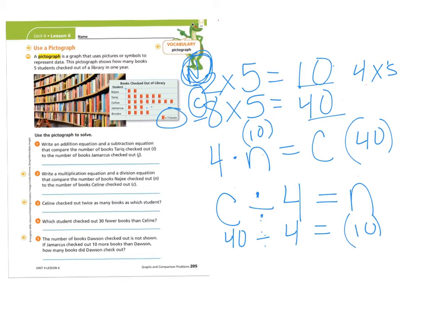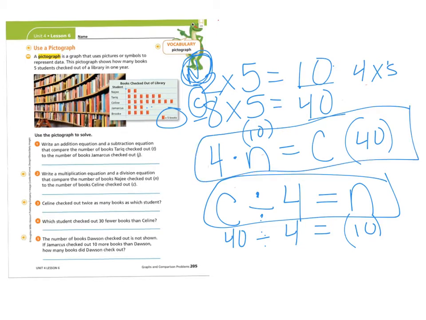Perfect. So this needs to go on number 2, and this goes on number 2. This is your multiplication equation. This is your division equation.